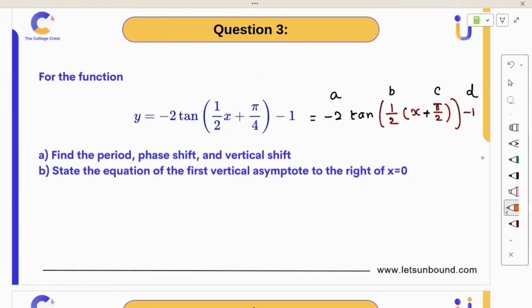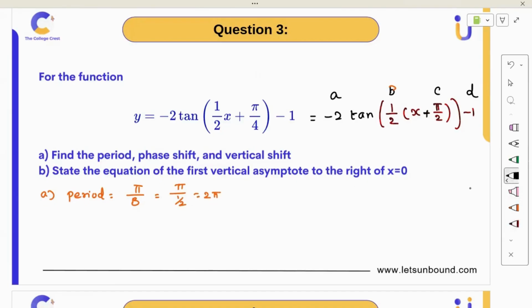Now find the period. Period is pi divided by, maybe I can do it here. So A part. Period is pi by B. I think this is the B, right? 1 by 2. So pi divided by 1 by 2, which is right.